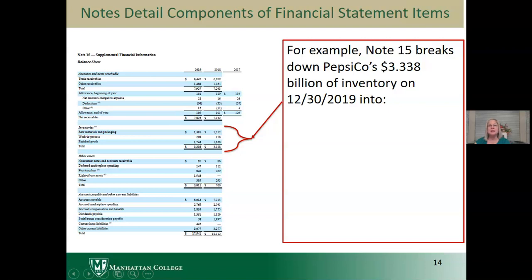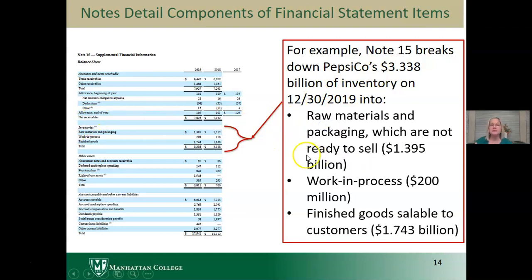Note 15, among other details, gives you information about PepsiCo's $3.38 billion of inventory. They break it into three parts. One part is raw materials. Another is work in process. Raw materials are not ready to sell. They're used in manufacturing. Then work in process, and then finished goods that are sellable to customers.